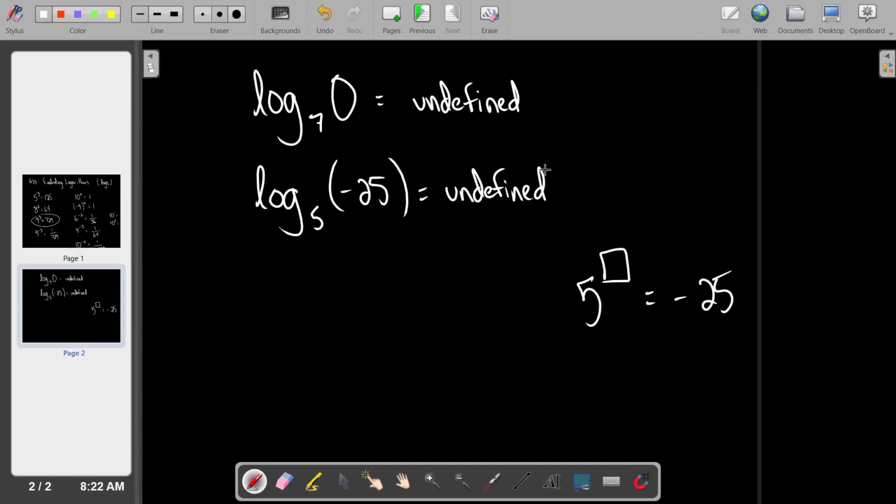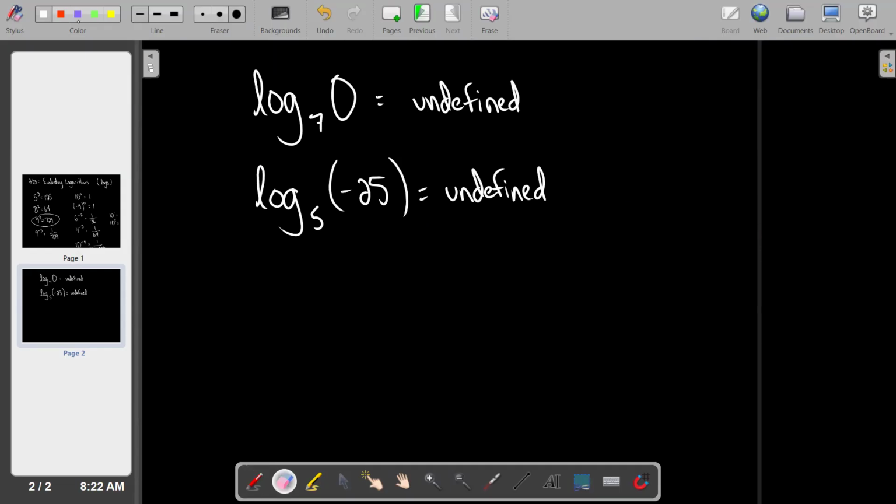If you raise 5 to a negative power, it's going to become a fraction. But notice, in none of those scenarios does 5 become a negative number. It is impossible to turn 5 into negative 25. Therefore, we have another undefined. Got it?